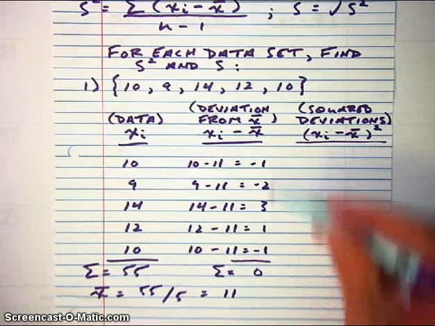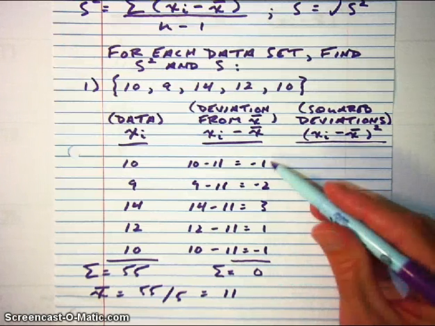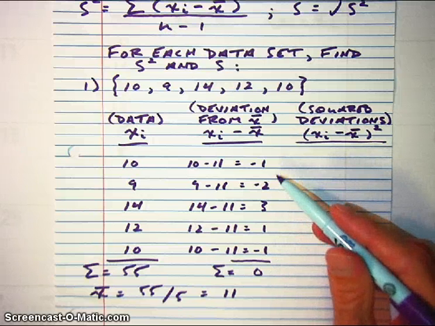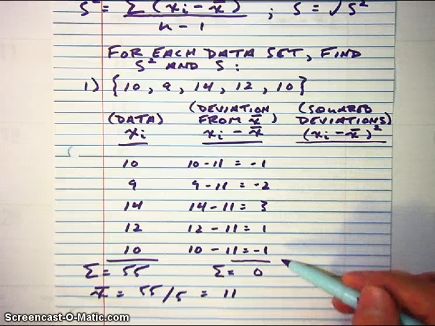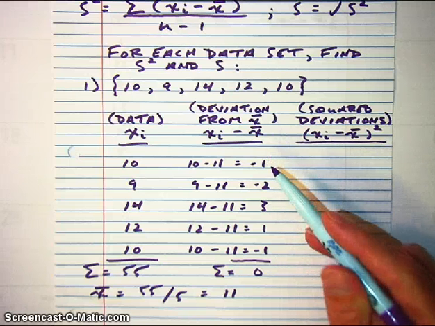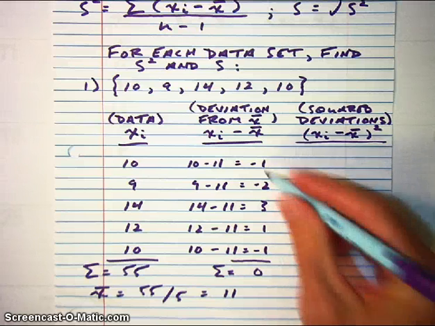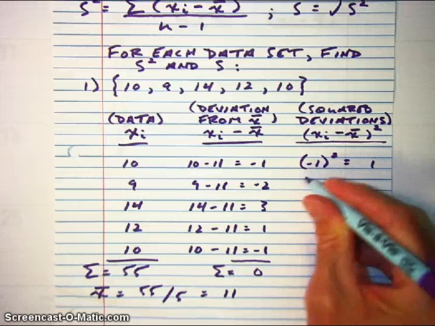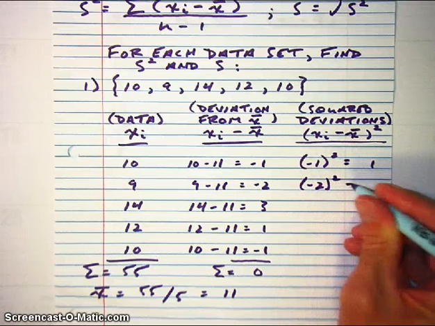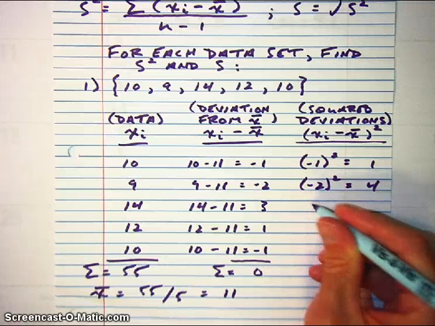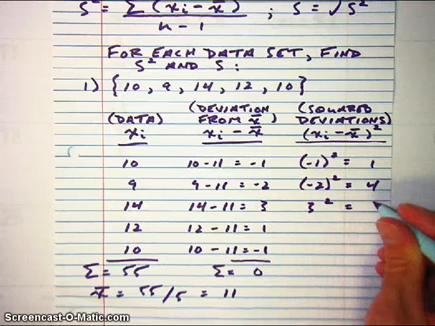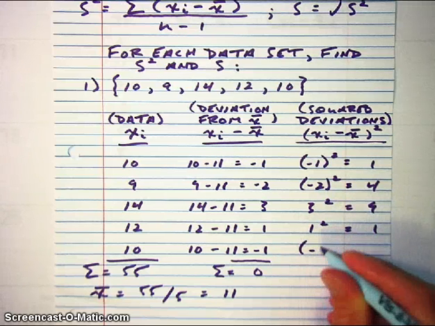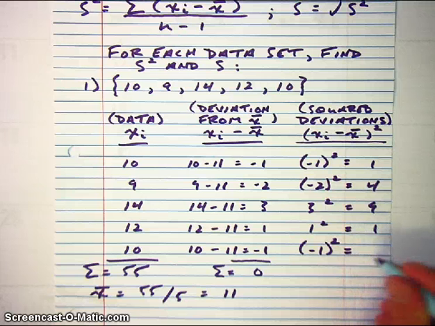This is why we square these deviations. Some are negative, some are positive. Since they all cancel each other out, they wouldn't give you a very good measure of spread if you just tried to average these deviations. So that's why we square them. When we do that, we take negative 1 and square it. We get positive 1. Negative 2 squared is positive 4. Positive 3 squared is 9. 1 squared is 1. And negative 1 squared is positive 1.